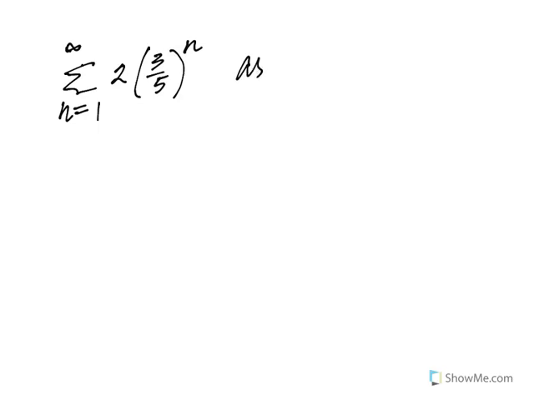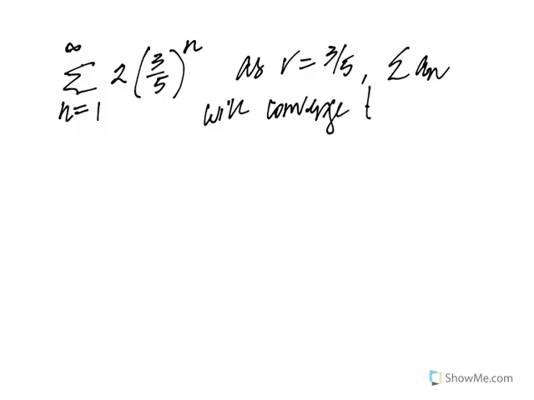All right, now notation is key for the geometric series test. So let me give you an example of one that might be slightly different. Let's say I've got the sum from n equals 1 to infinity of 2 times 3/5 to the nth power. And I ask you whether this converges or diverges. You would say, hey, as r is equal to 3/5, that series will converge by the geometric series test. That is your rationale.